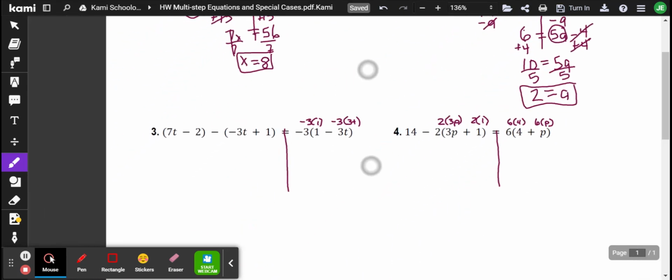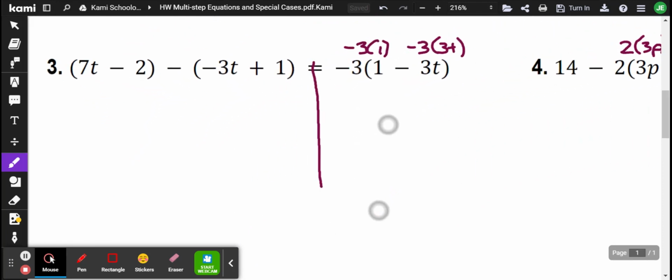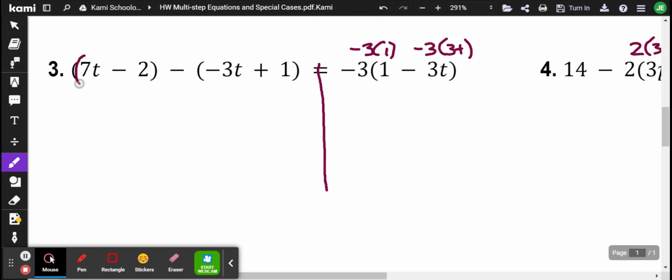We're done with the top two, so let's go down to number 3. Here we have 7t minus 2, and then we have negative 3t plus 1. There is no factor on the outside, so we can do 7t minus 2. But now we have this negative sign right here. Everything that follows after it, we're going to do the opposite. Instead of subtracting, we're going to add the inverse of what is inside the parentheses.